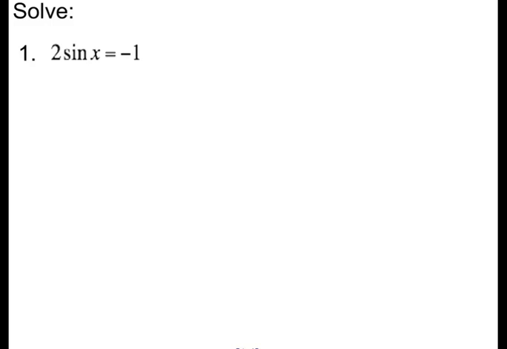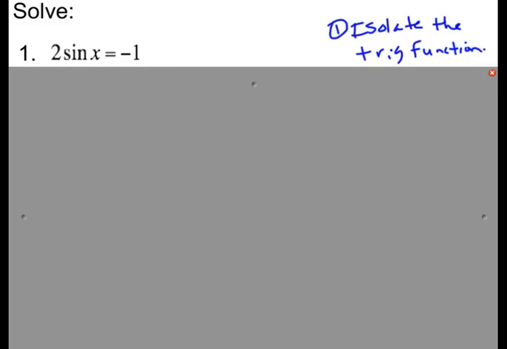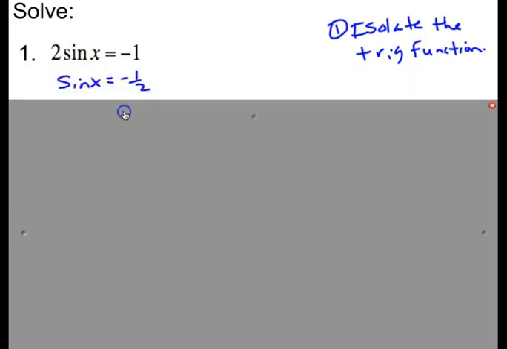So if I wanted to solve 2 times the sine of x is equal to negative 1, my first step is to isolate the trig function. So I'm going to want to get the sine of x by itself by dividing both sides of the equation by 2. And I end up with the sine of x is equal to negative 1/2. So I think to myself, where on the unit circle is the sine of x equal to negative 1/2?